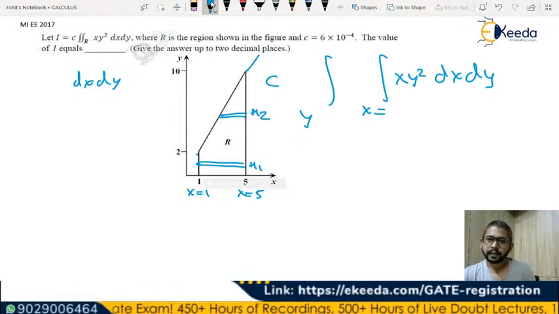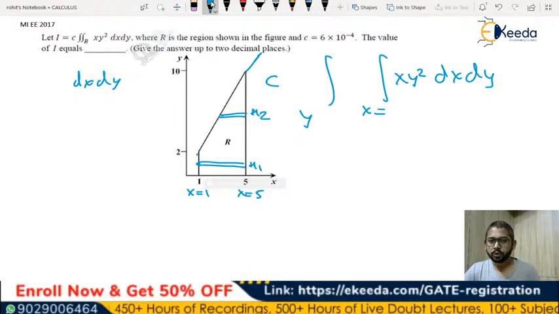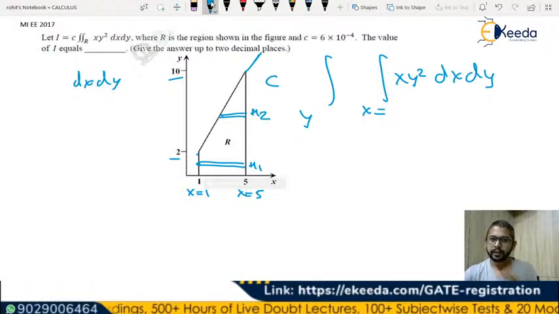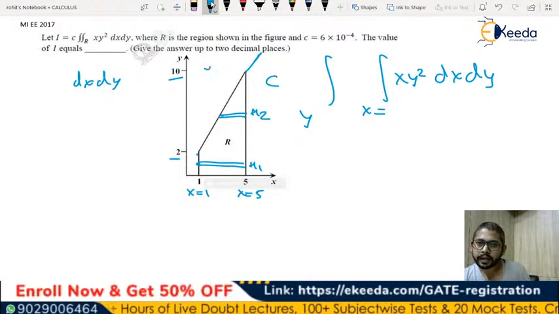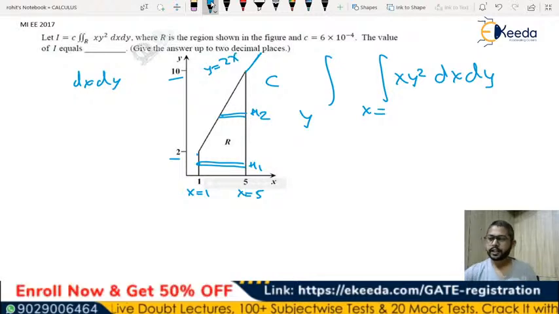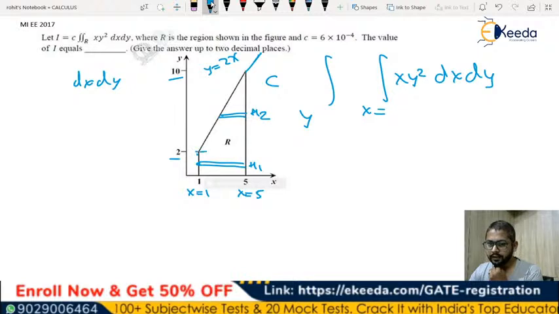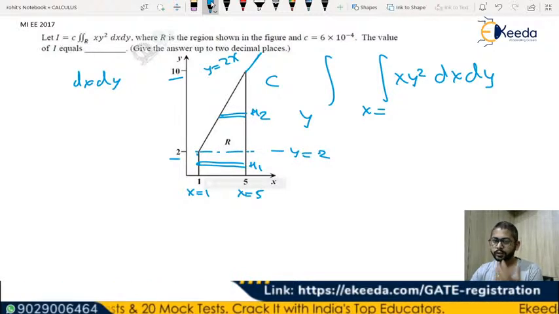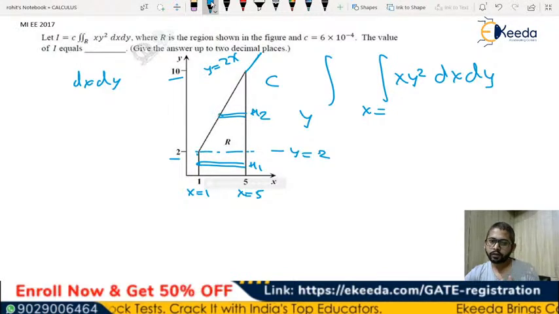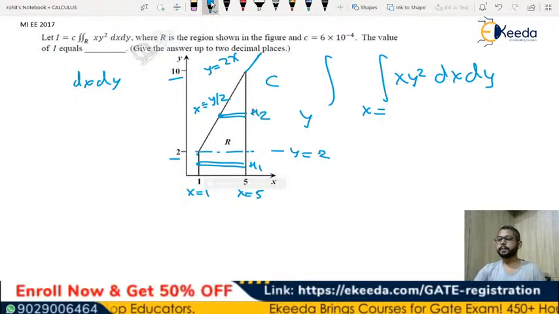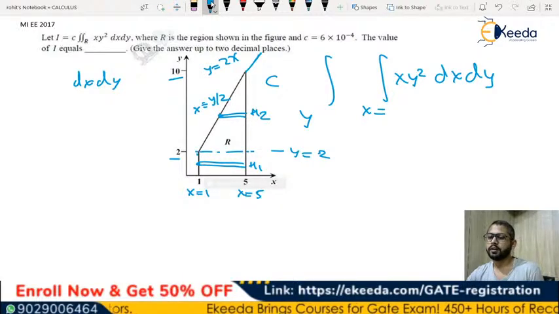What is this line? If you see, for x is equal to 1, y is 2, and for x is equal to 5, y is 10. So you can clearly see this is nothing but y is equal to 2x, a straight line. Now after this limit, what is this limit? y is equal to 2. After this, what happens? The initial point of this curve changes to x is equal to y by 2, right? So this is the issue here.